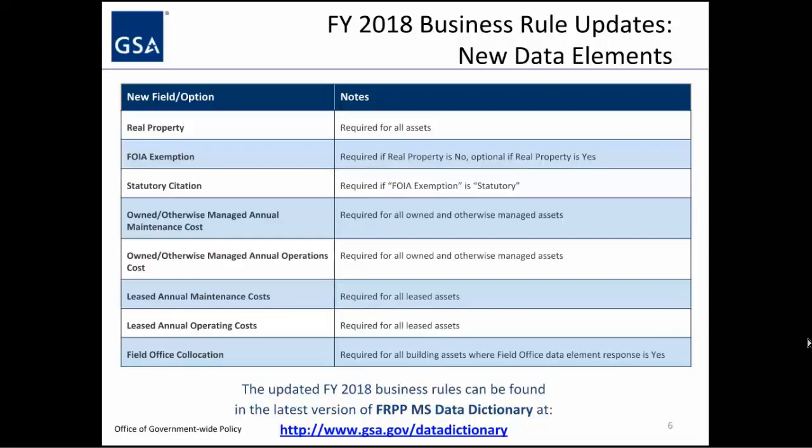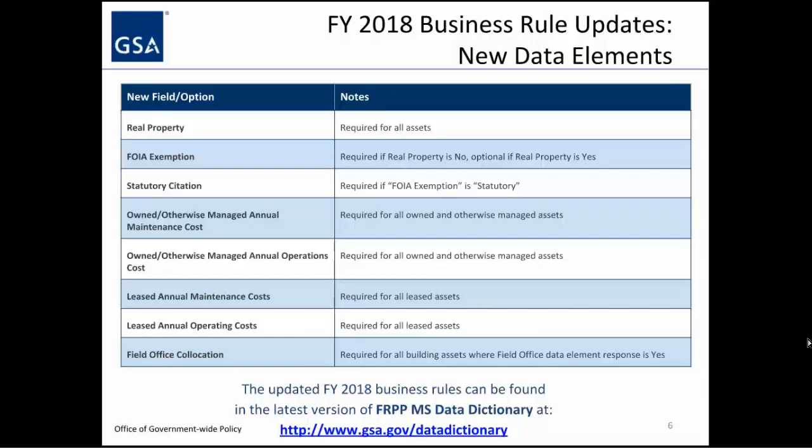The real property data element, and again, just to reiterate from the data dictionary training that we conducted earlier this spring, the real property data element is an alias for the national security determination. We had to take steps to mitigate risks to national security. You will not find it listed in the data dictionary itself because the data dictionary is a public document. There's an addendum that I have only sent out to users via email with the requirements for the real property alias for national security determination. That data element is required for all assets. You must provide a response.